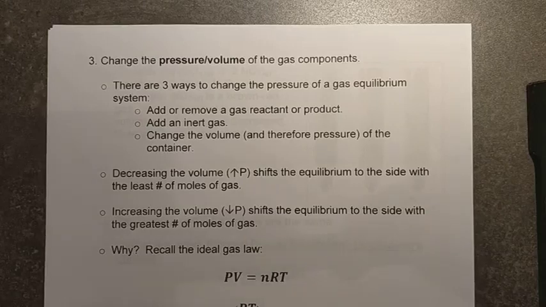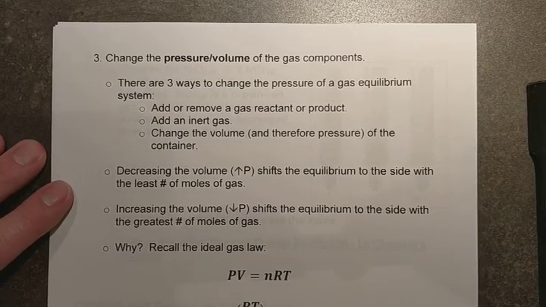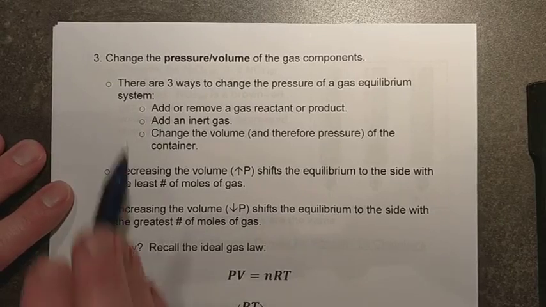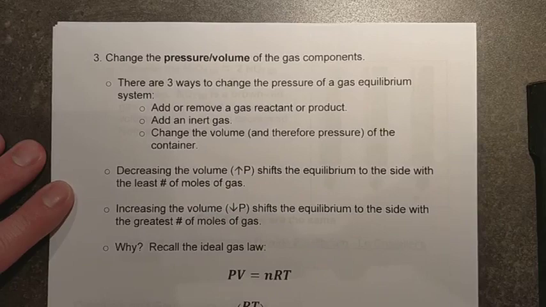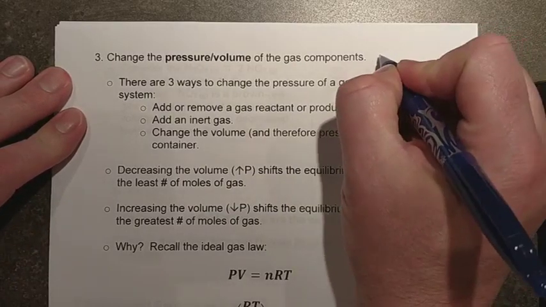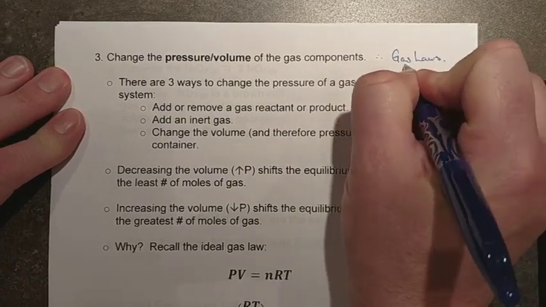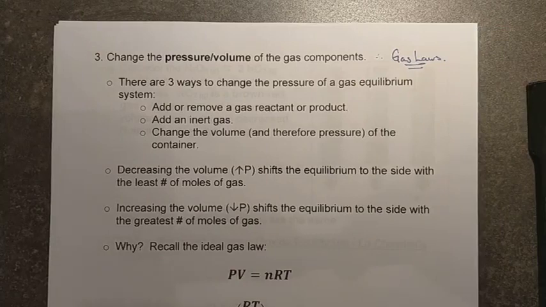All right, here we go with the third type of stress that we can impose on a Le Chatelier equilibrium system. The third one is making changes in pressures and volumes of the gas components. Now this kind of throws us back towards gas laws, and it's one of our few connections back to that particular unit.